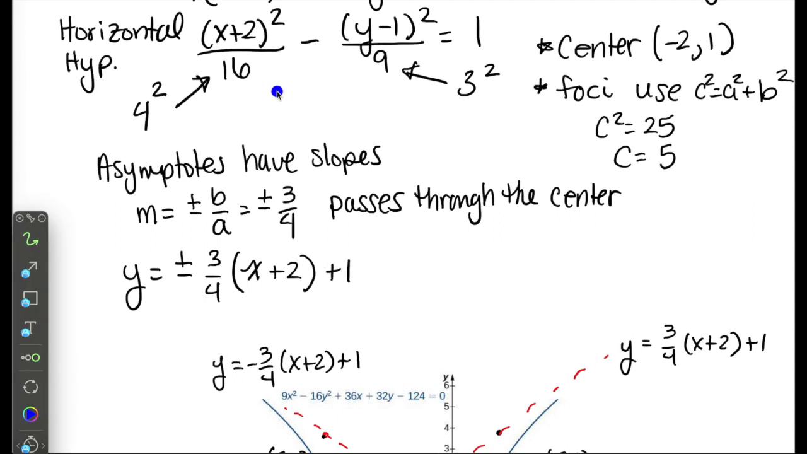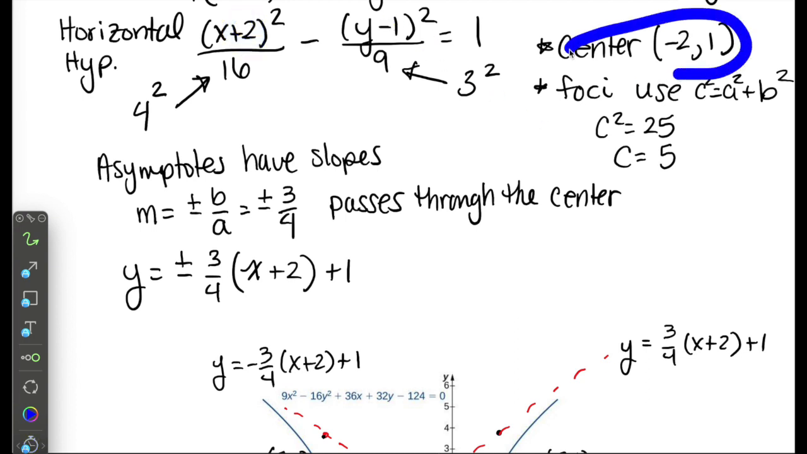So it's set up where I have an x term minus something with y in it equal to 1. And because my x plus 2 quantity comes first, that means I'm going to have a horizontal hyperbola. My major axis, or my transverse axis, is going to run horizontally. So my A is going to be 4. My B is going to be 3. And my center is going to be (h, k), which is negative 2, positive 1.